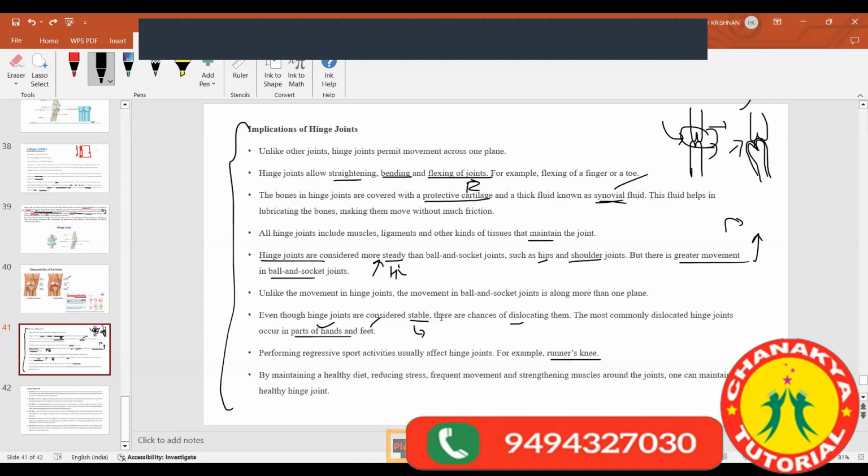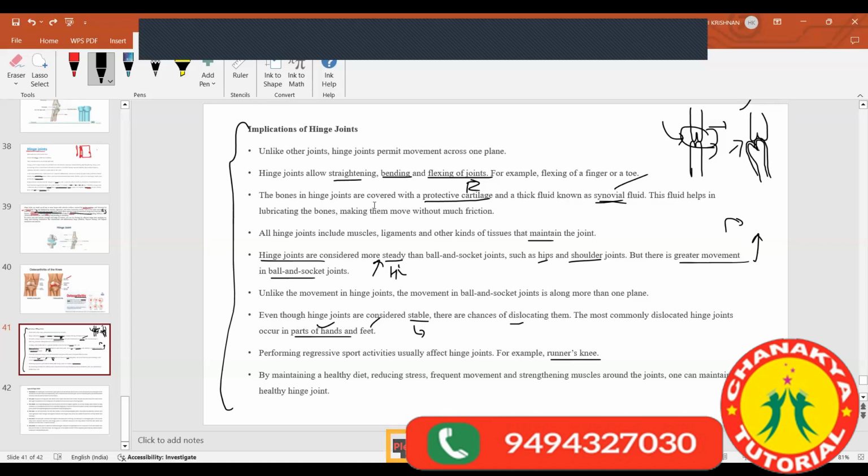Compared to ball and socket joints, which are greater in movement and better in angles, hinge joints are not like that. Even though they are not better in movement, they are better in steadiness than ball and socket joints. And the next point is, even though they are one of the steadiest joints, you have high chances of getting dislocation. So when will the dislocation happen?